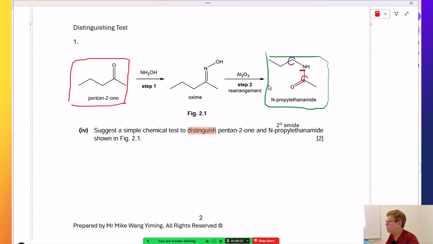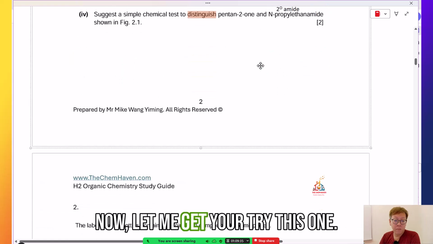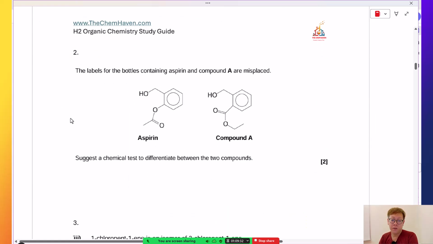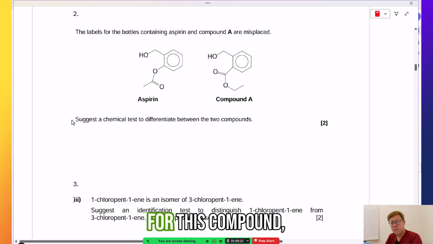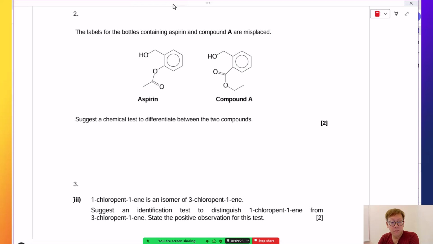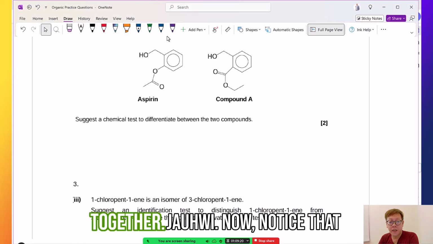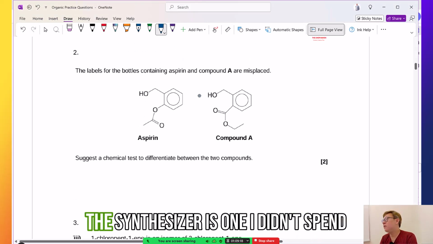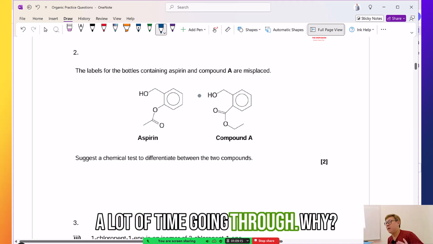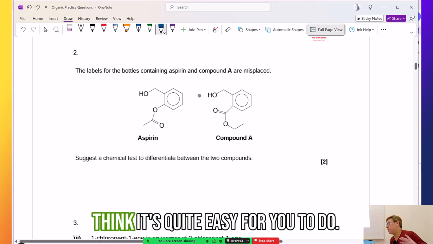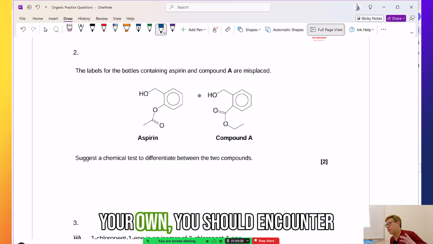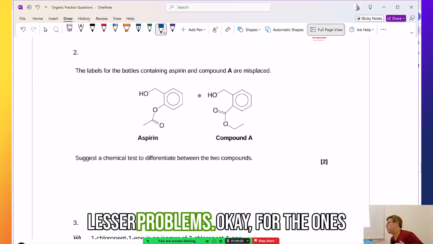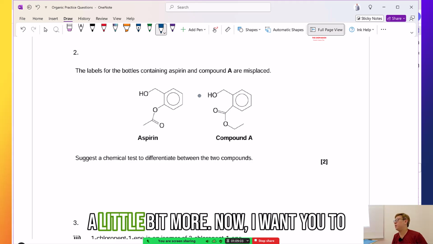Happy so far? Now, let me get you all to try this one. I tell you all something. For this compound, let's identify the functional group together, shall we? Now notice the synthesis one, I didn't spend a lot of time going through. Why? Because the synthesis one, I think is quite easy for you all to do. So I believe if you tackle it on your own, you should encounter lesser problems. Okay, for the ones that have more problems, we'll try a little bit more.